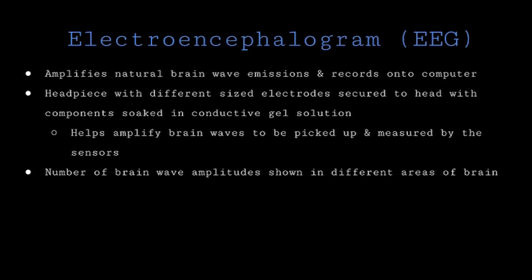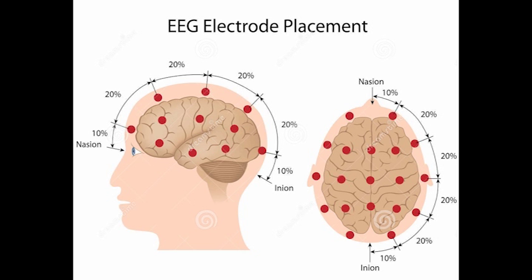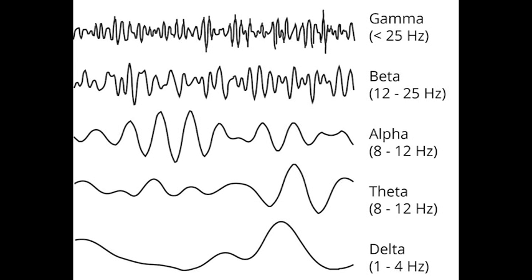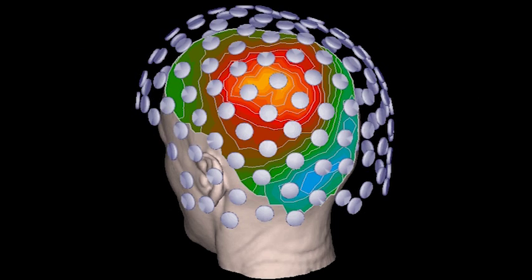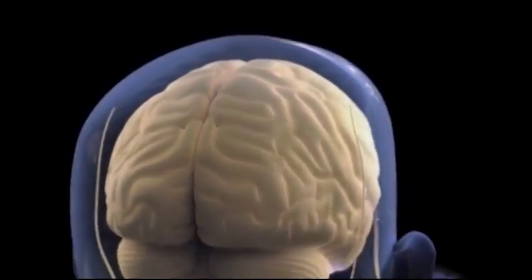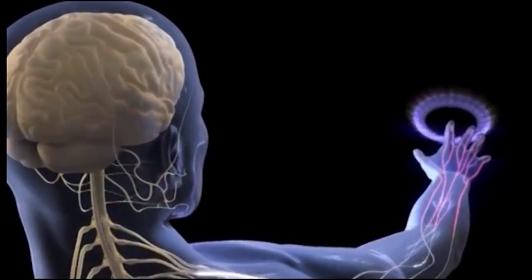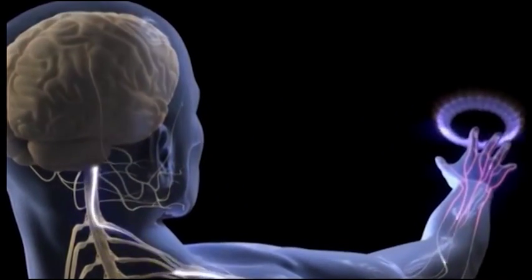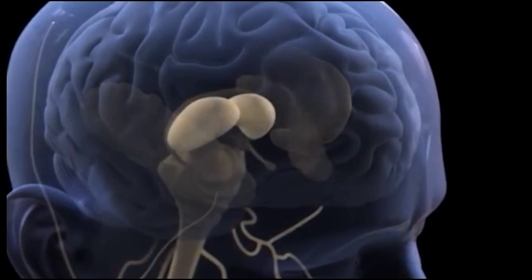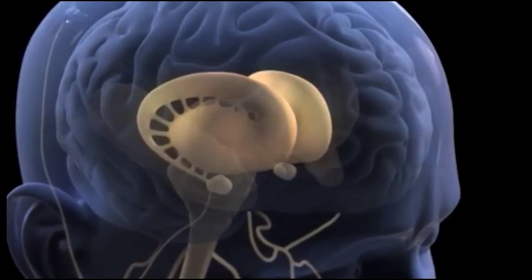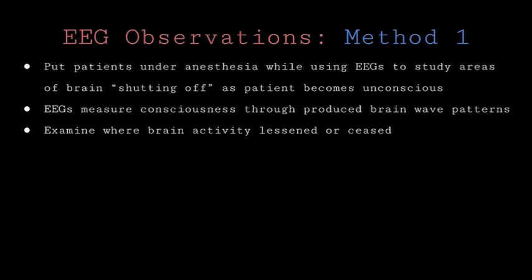The brainwave amplitudes are shown in many different areas of the brain and demonstrate how active the area is. The EEG does not measure individual action potentials. However, it can identify regions of the brain experiencing many action potentials, and therefore brain activity. There are two general ways in which EEG observations of anesthetized patients can be used to better understand consciousness. The first and most common observation is to put patients under anesthesia while using EEGs to study what areas of the brain subsequently shut off as a patient becomes unconscious.